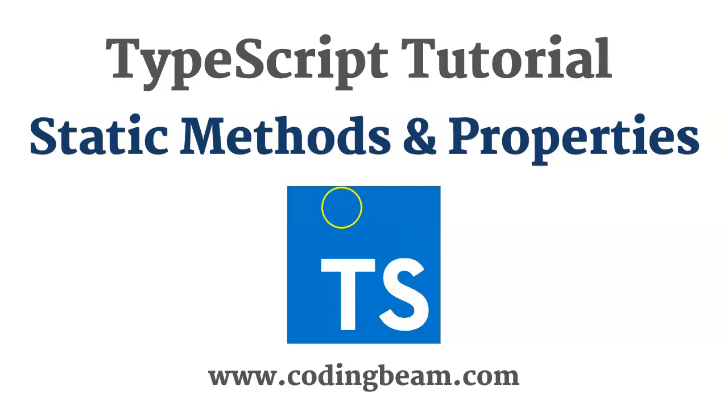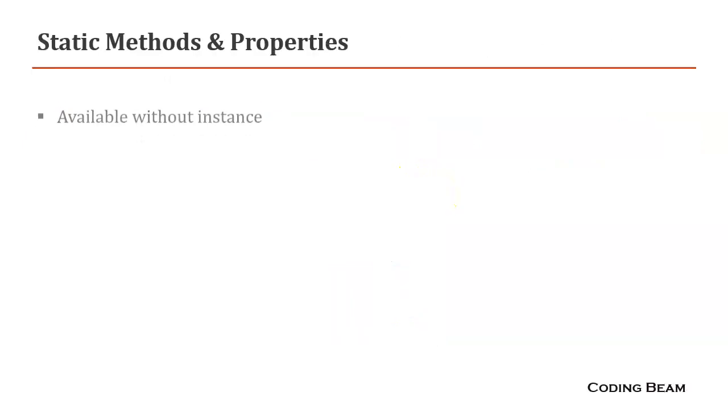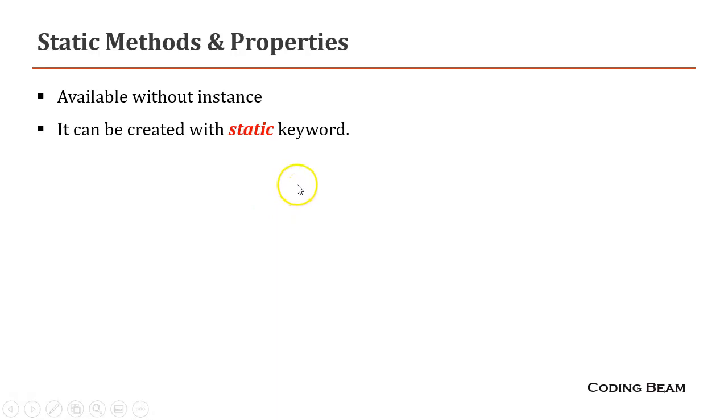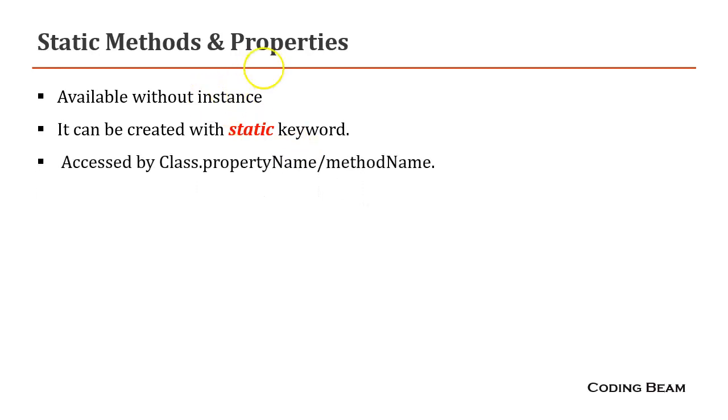So in this video we will learn about static methods and properties in TypeScript. So what are they? They are available without an instance object. We don't need to create an instance object to get their values, and they can be created with the static keyword: static property name for properties, and static method for methods. They are accessed by the class name dot the property name or method name, and they belong to the class and not to an object of the class. So we can access them directly from the class.